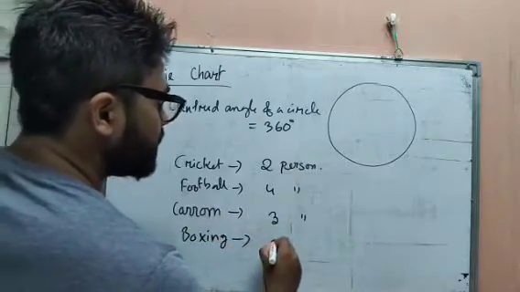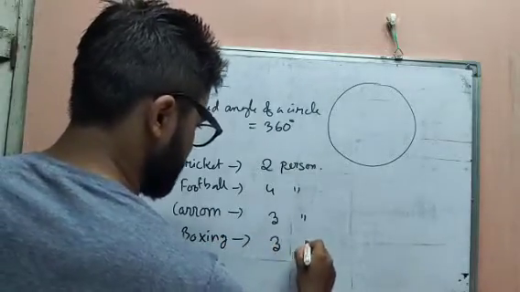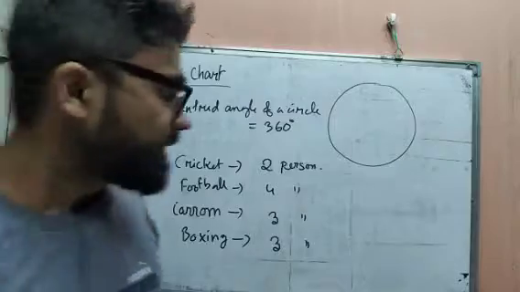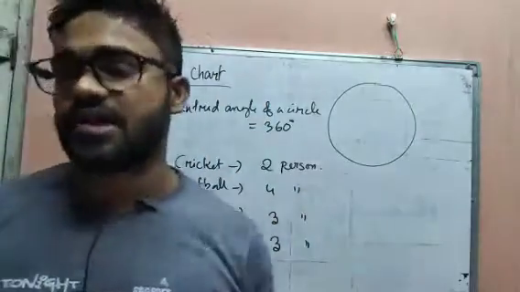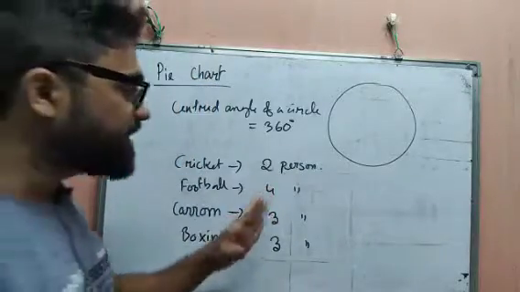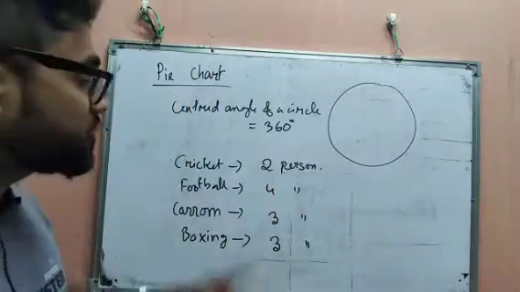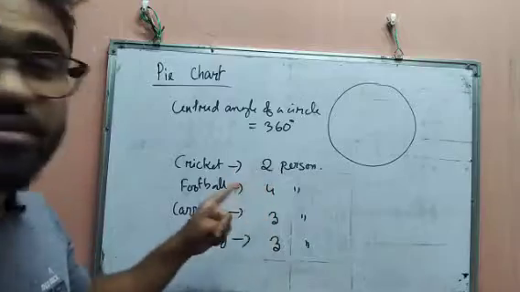Suppose 3 persons love to play boxing. Now you are saying that present this data in a pie chart. So what will you do? Simply you do one thing. You first find the total of how many persons are involved there.